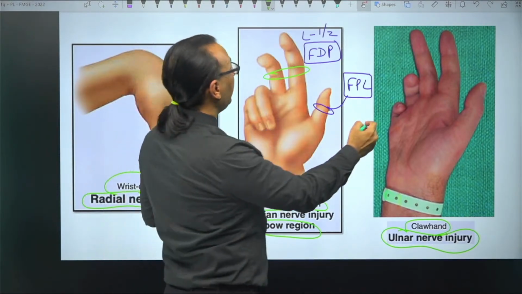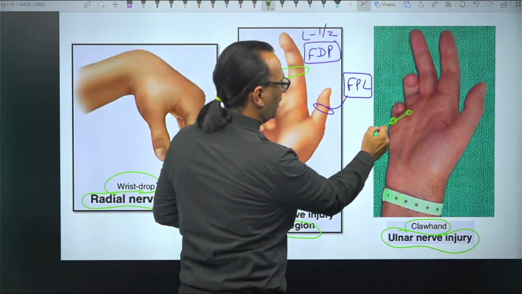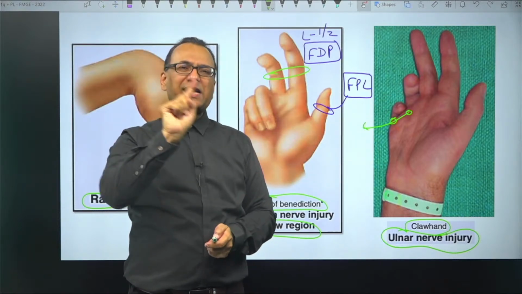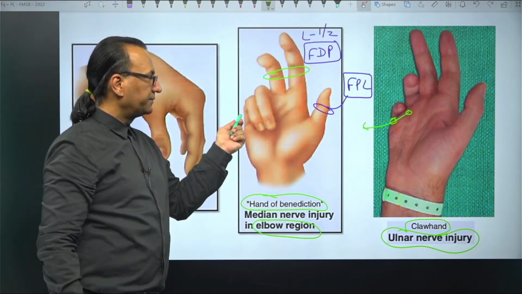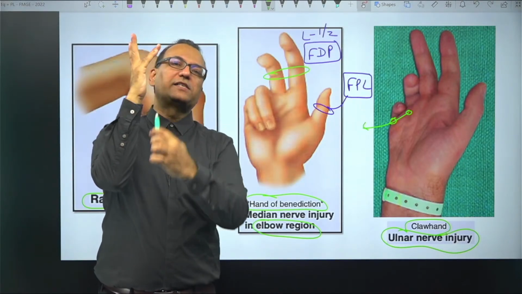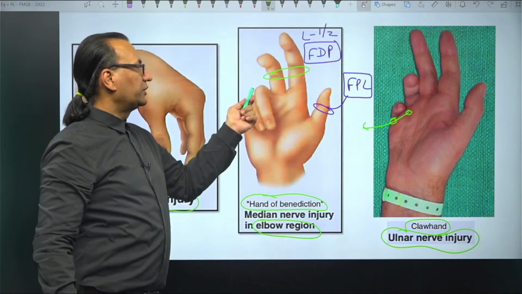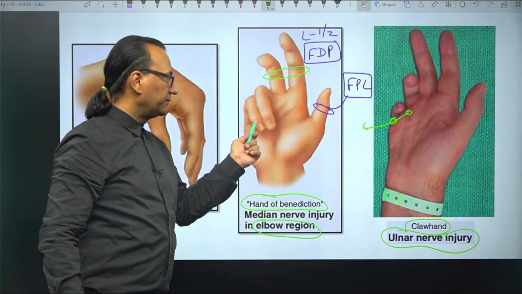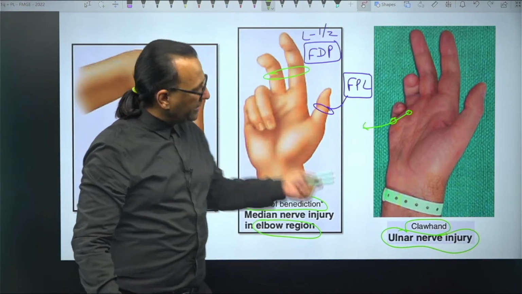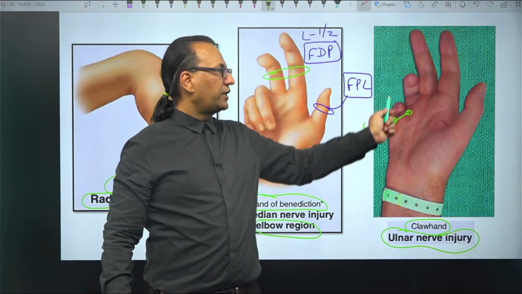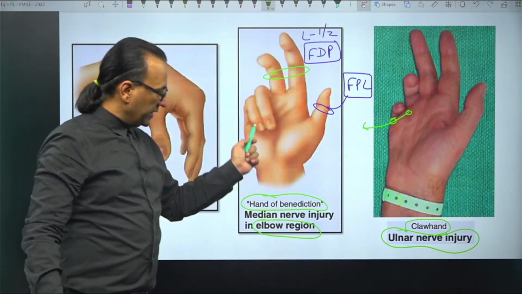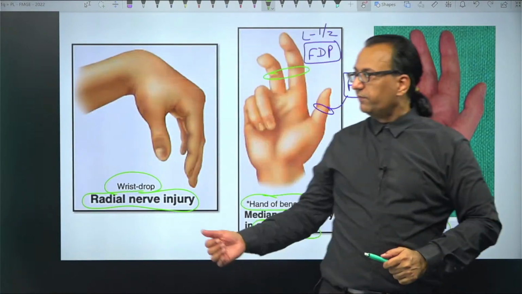You will see that the MCP joints are hyperextending and interphalangeal joints are flexing. That hyperextension is not evident here. The MCP joint is not showing any hyperextension. So if there is no hyperextension, there is simple flexion, then it cannot be ulnar claw hand deformity. If there is hyperextension at MCP joint and flexion at IP joint, then it is going in favor of ulnar claw hand.